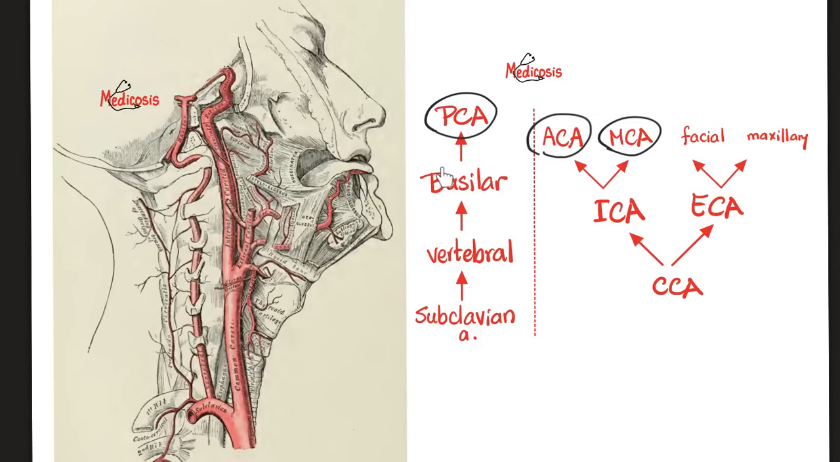Why do we call the basilar artery basilar? Because it runs on the basis pontis, or the base of the pons. Also because it's located at the base of the brain.